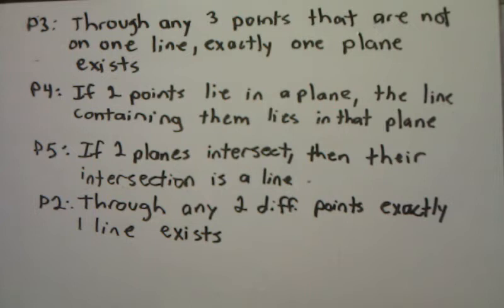Okay, postulate 2 says through any 2 different points exactly one line exists. Well, it tells us that for any 2 points, only one line can be drawn containing them. We can also say that 2 points determine a line. Exactly one means at least one, but no more than one.